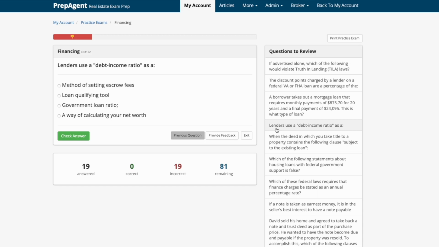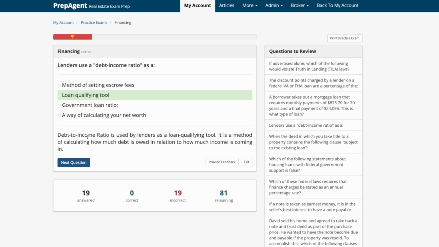Lenders use a debt-income ratio as a method of setting escrow fees, a loan qualifying tool, government loan ratio, a way of calculating your net worth. Loan qualifying tool. A debt-income ratio is used by lenders as a loan qualifying tool. It is a method of calculating how much debt is owed in relation to how much income is coming in.